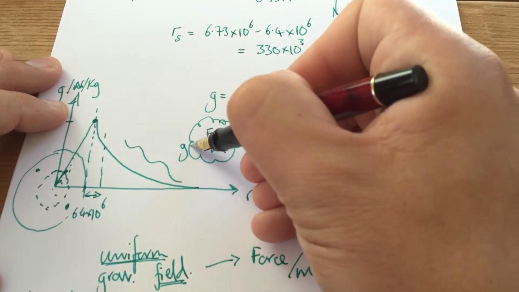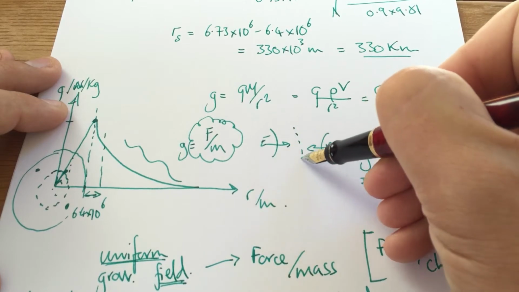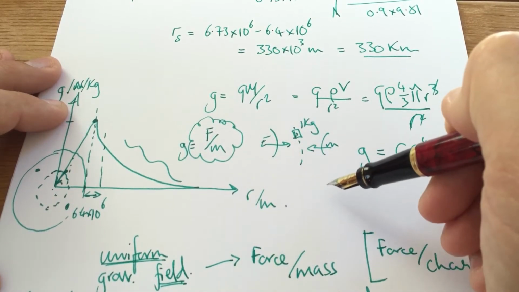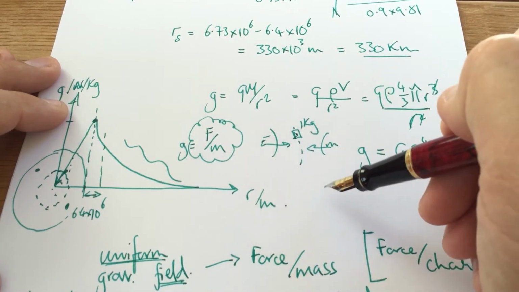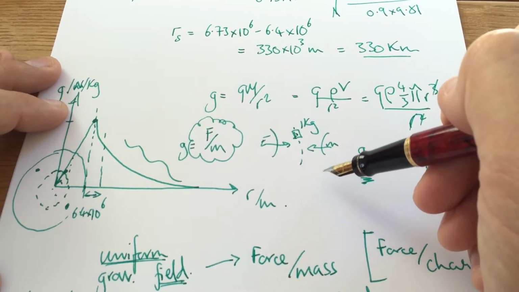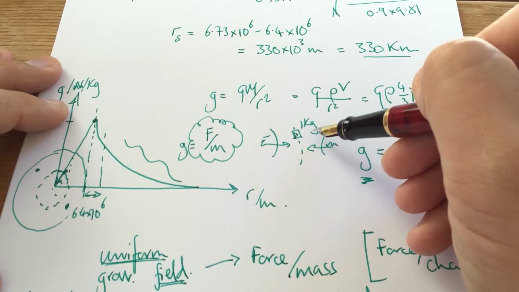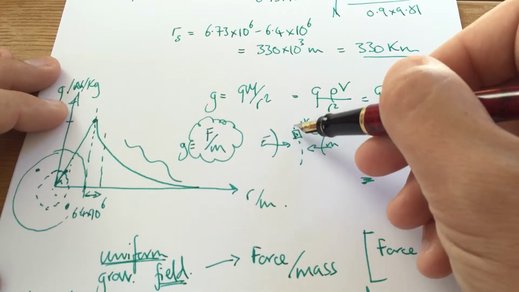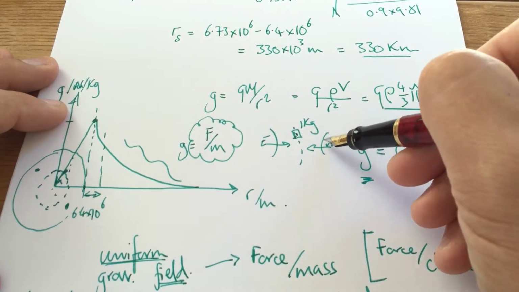But what G is showing is what would happen if you had a 1 kilogram object there. What force would it experience? And therefore, if you had a 2 kilogram mass, then you just merely multiply what it experiences by 2. If you had 100, you multiply it by 100. But it's referencing one object to another object.